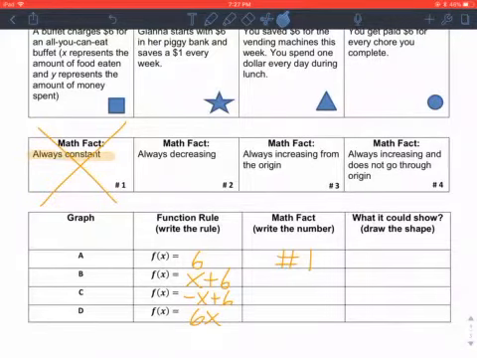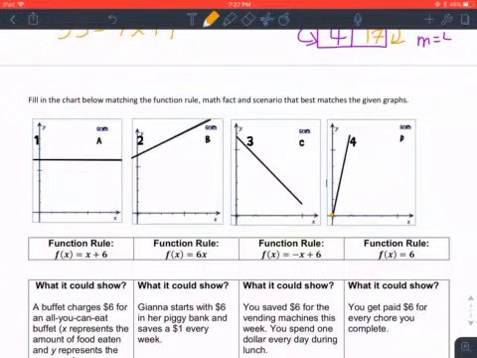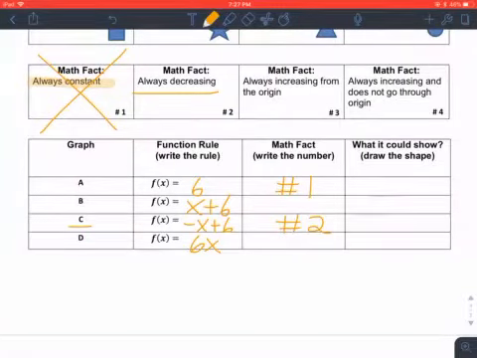Okay, now I need to look at the second math fact. Always decreasing. Let me look at my graphs, see which one's always decreasing. The one that's always decreasing is graph C. So I'm going to put always decreasing at graph C. So graph C would be number 2, always decreasing. Okay, cross that one out.